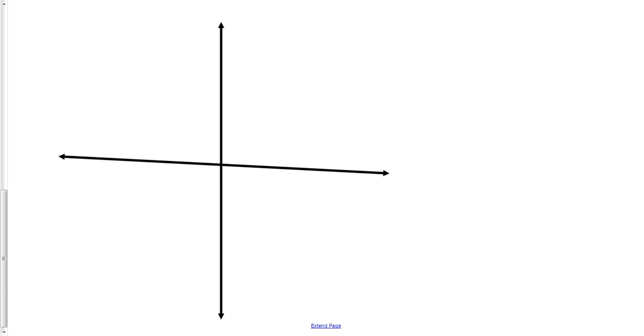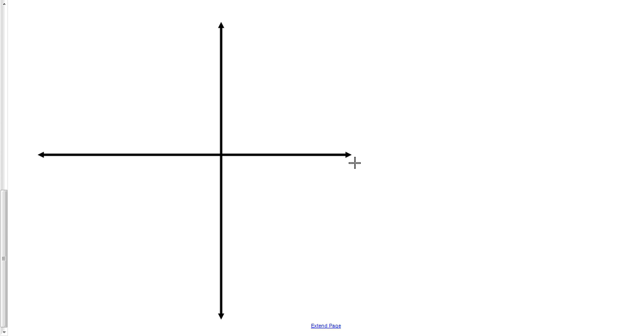Okay, oops, that one's a little crooked. Make another x-axis. So what I'm going to do here is graph the squaring function, the most basic quadratic function, which is just y equals x squared. All right, so the squaring function, the most basic parabola there is, is just y equals x squared. We're going to use that as a reference point for all the parabolas we graph.